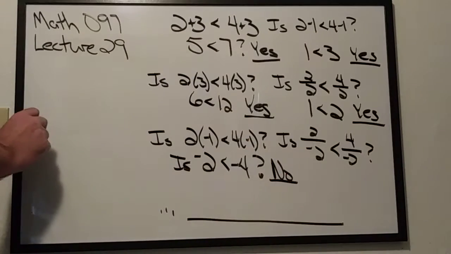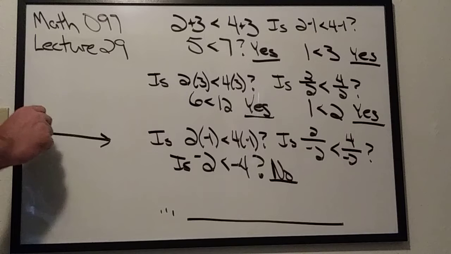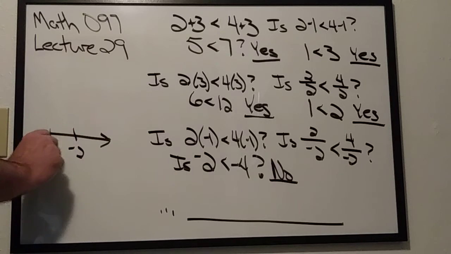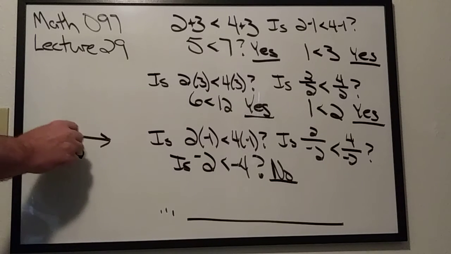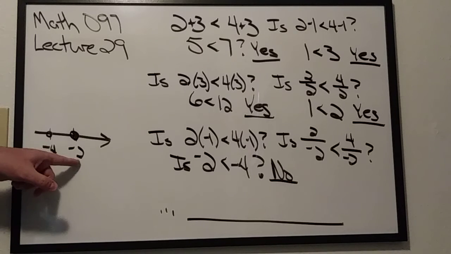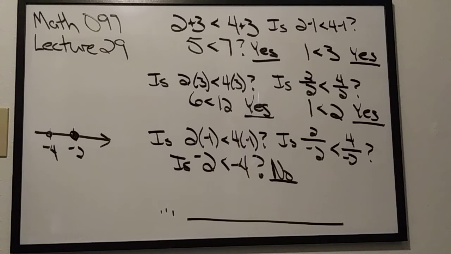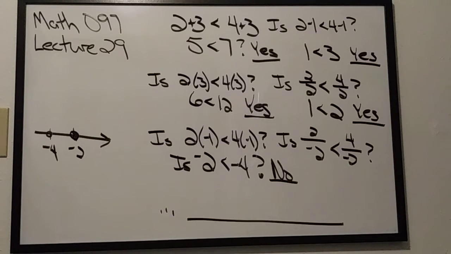And you might need to go off to the side. You'll notice I've given you a number line. We can put the negative 2 on here. We can put the negative 4 on here. Negative 2 less than negative 4 would mean that negative 2 has to be to the left of negative 4. Negative 2 is not to the left of negative 4, so that's why my answer is no. So what this is telling me is that if I multiply both sides of an inequality by a negative number, and that's it, I won't have a valid inequality anymore.